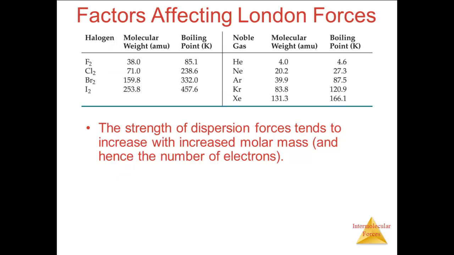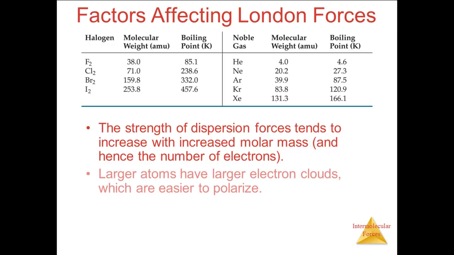The second factor is shown on this slide. The table shows a correlation between the molar mass and the boiling points of the halogens and the noble gases. However, this increase in boiling point is not, strictly speaking, related to the mass at all, but is rather because the larger atoms and molecules have bigger electron clouds. So, the more electrons a molecule has, the more polarizable it is, and the higher the dispersion forces.